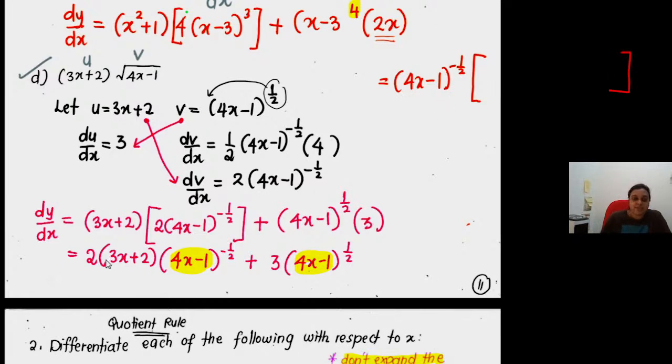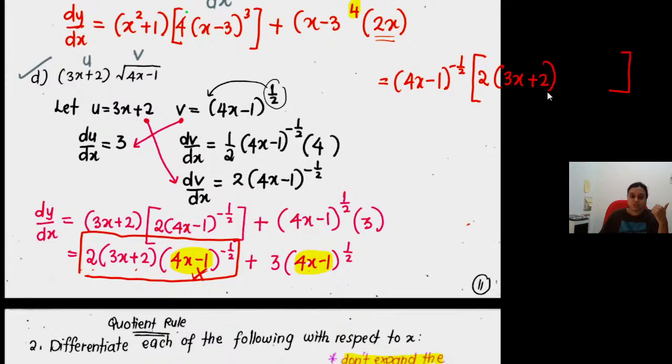For the first part, we just focus on this part only. 4x minus 1 is already outside, so no need to write. But 2 and 3x plus 2 outside don't have, so we must write the 2 and 3x plus 2. Then now we focus on the behind one. Plus 4x minus 3, outside don't have 3, right? So 3 we need to write.